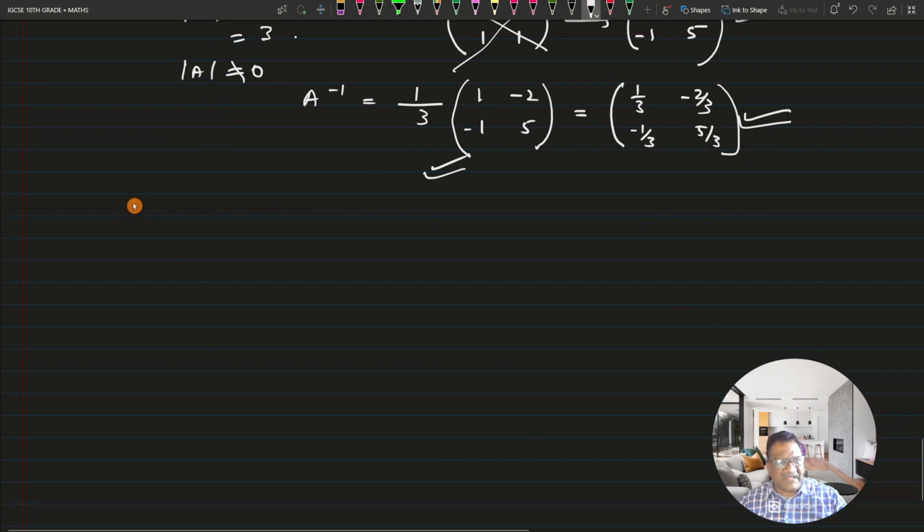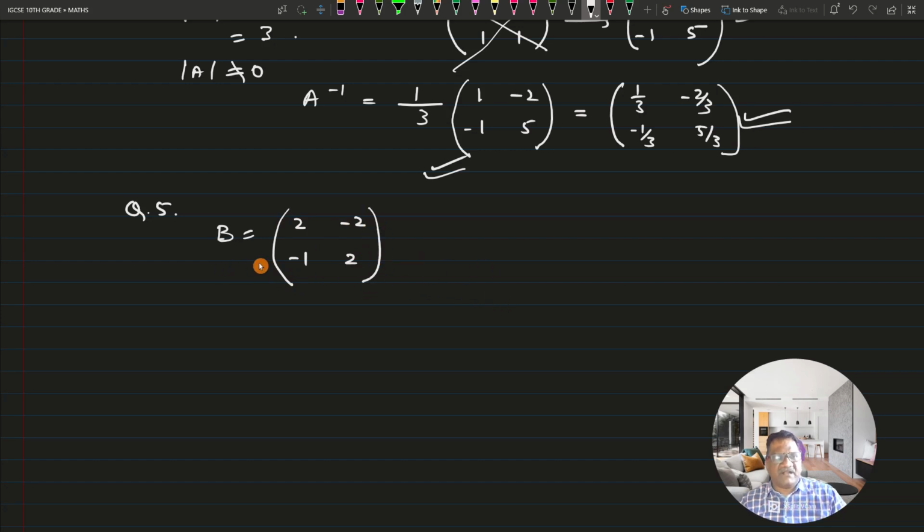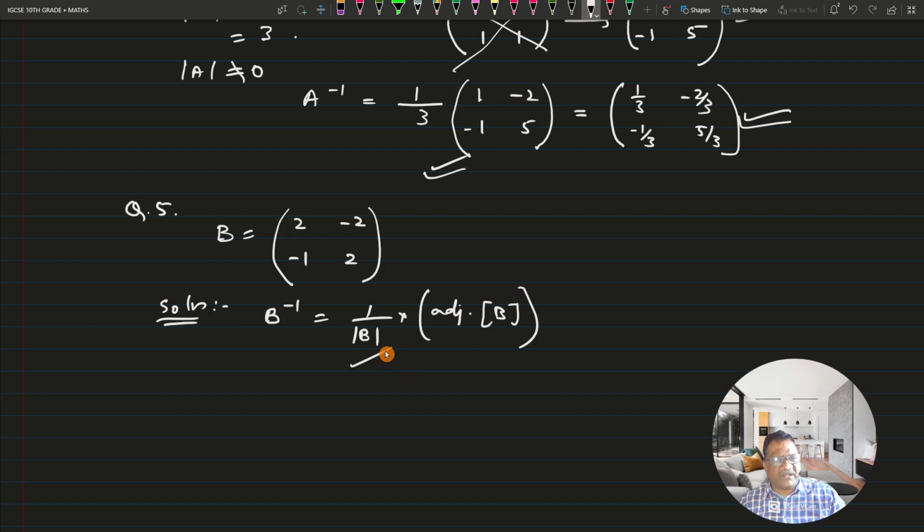Now question number 5, suppose the matrix is B. The question is saying that you have to find out the inverse of 2, minus 2, minus 1, and then 2. Fine. Now to find the inverse of this B, solution. First of all, you should know that the B inverse formula is 1 upon determinant of B times the adjoint of this matrix B. Okay, this is the formula. Now, to use this formula, you should know these two values, determinant of B and the adjoint of this B.